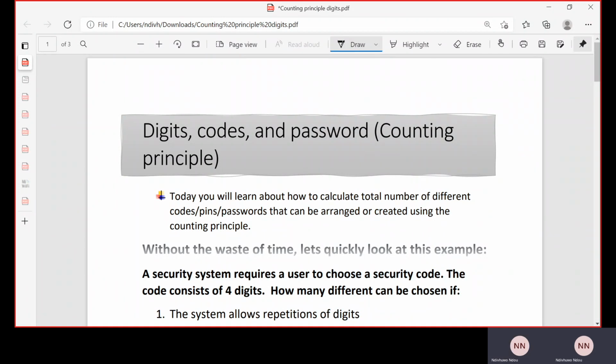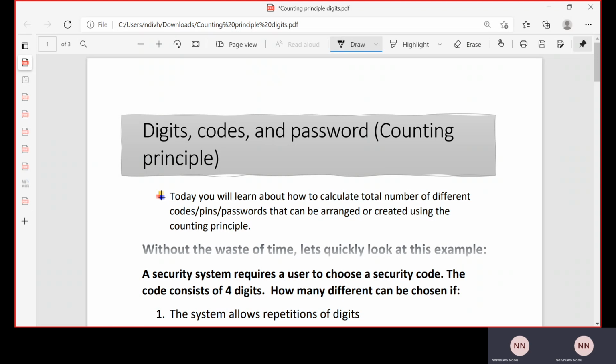Hello, grade 12s. Welcome back once again to this channel, and today we're gonna be focusing on digits, codes, and passwords. It's still part of fundamental counting principle, and I think it's actually the last part of counting principle. Then the upcoming videos are just going to be showing you how to solve different problems in counting principle.